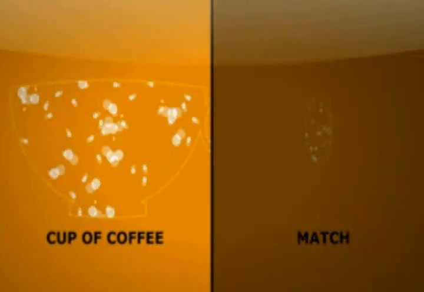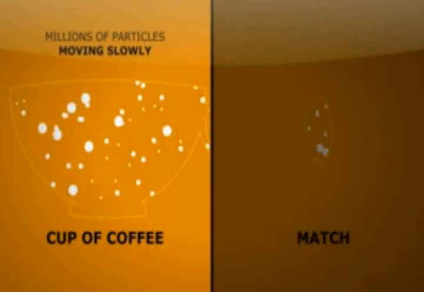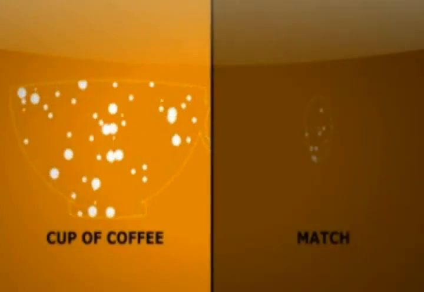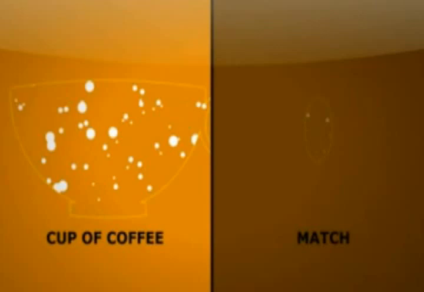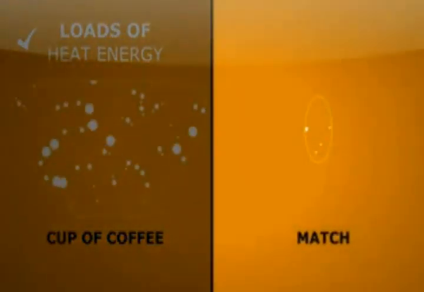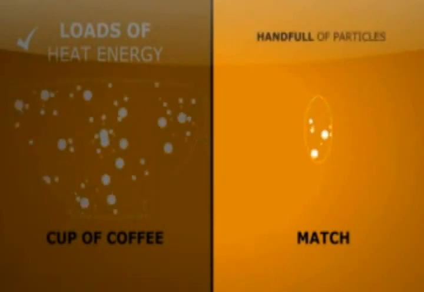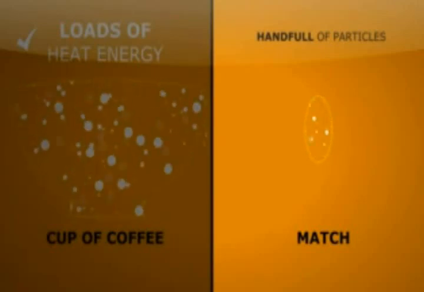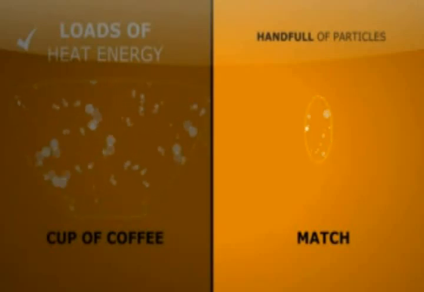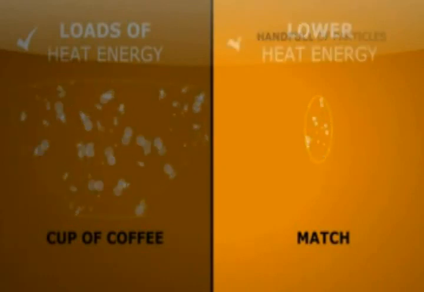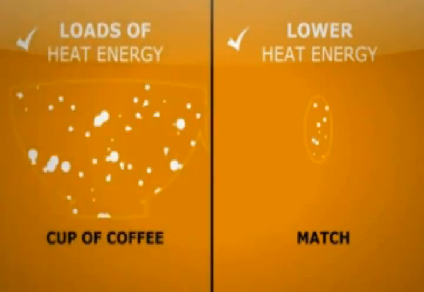In the coffee, there are millions of particles all moving fairly slowly, but heat is a measure of the total energy in a system. So if we add up all the energy of each particle, we find there's loads of heat energy in there. Now, if you look at the match, you see there's only a handful of particles, and although they are zipping around really quickly, because there are few of them, if we add up all the total energy, we find out that it's much lower than in the coffee.